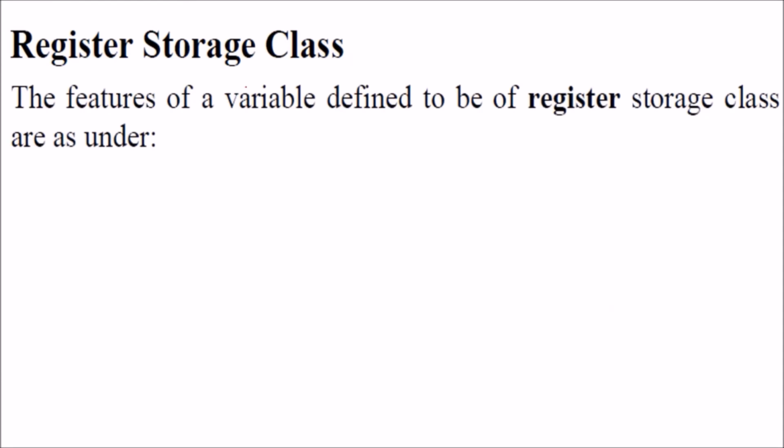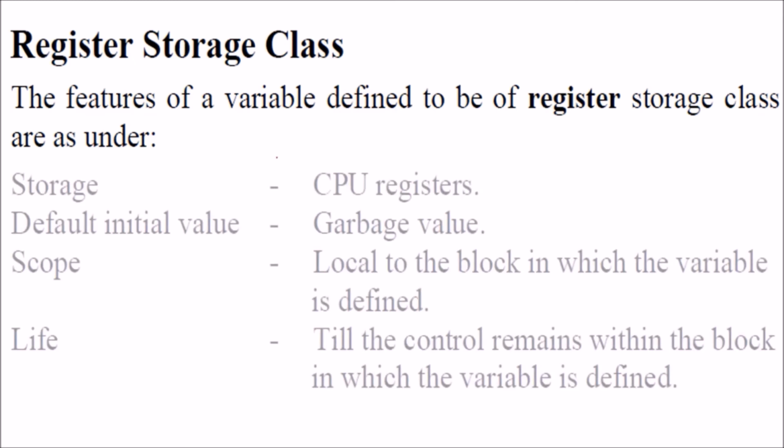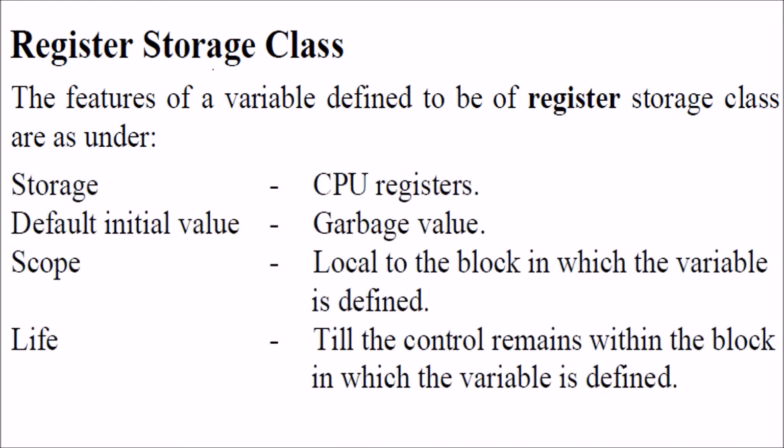Then we have register storage class. CPU has certain registers which it uses for various computation purposes. If you take the place of CPU register, the storage will be CPU register. Default value is nothing, so it will give you a garbage value if you don't initialize it. The scope is only the block, and the life is also till the block. These two are similar to what we have seen in the automatic storage class.